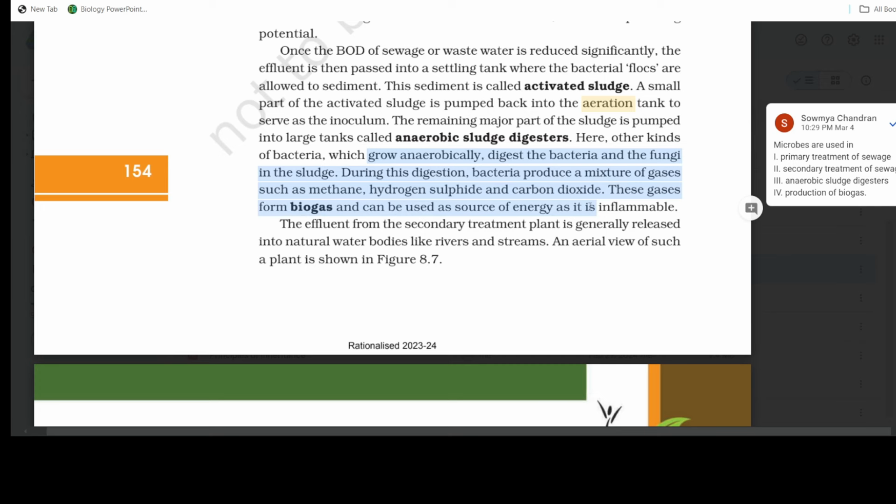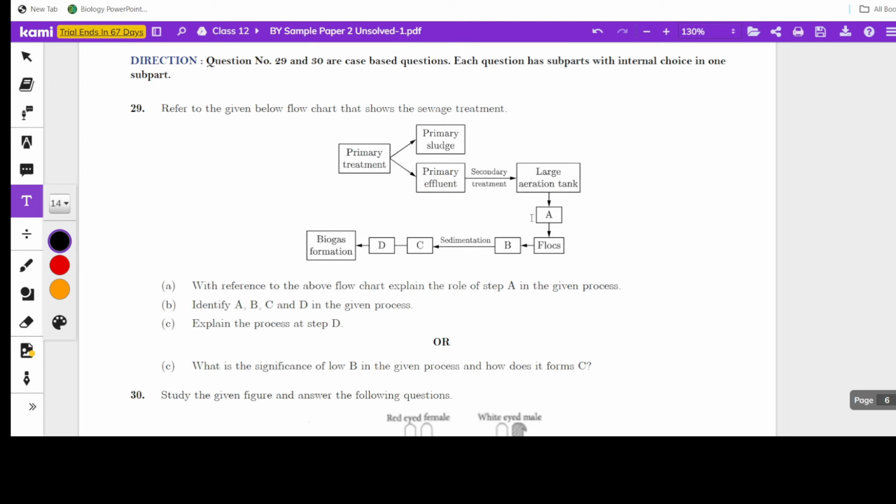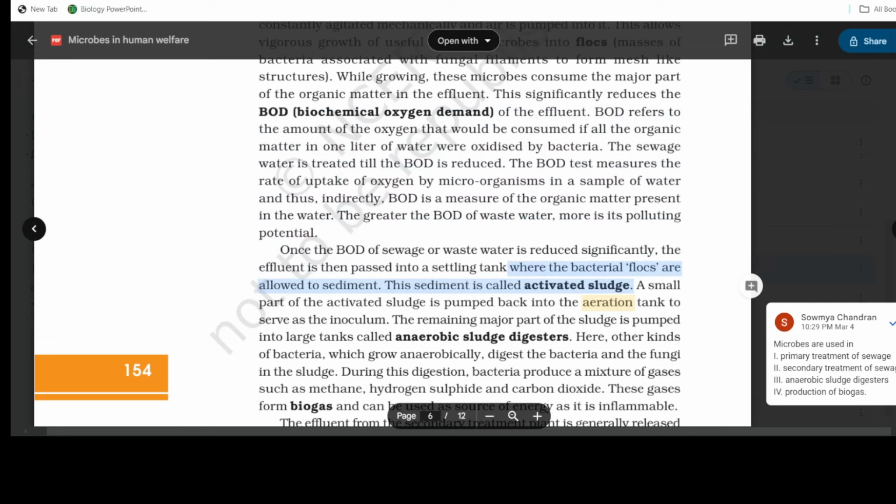Bacteria produce a mixture of gases such as all these things on the left, right? Okay, then what is the significance of low B? By reading this question, we get to know that in box B, we are supposed to write BOD. Significance of low BOD in the given process, and how does it form C? How is the activated sludge formed?